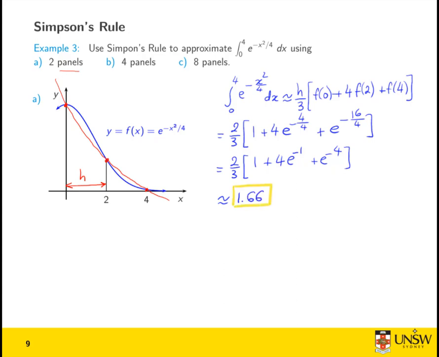We realize that if we want a better approximation, it would be good to have more panels. So let's redo it, but with 4 panels this time.